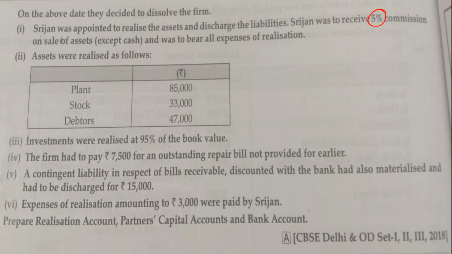The next, assets realized have been given. These amounts come on the credit side of the realization account as assets realized by bank. Investments were realized at 95% of book value. So whatever is the book value given in the balance sheet, 95% of that you will add to this value of asset realized. The firm had to pay 7,500 for an outstanding repair bill not provided for earlier.